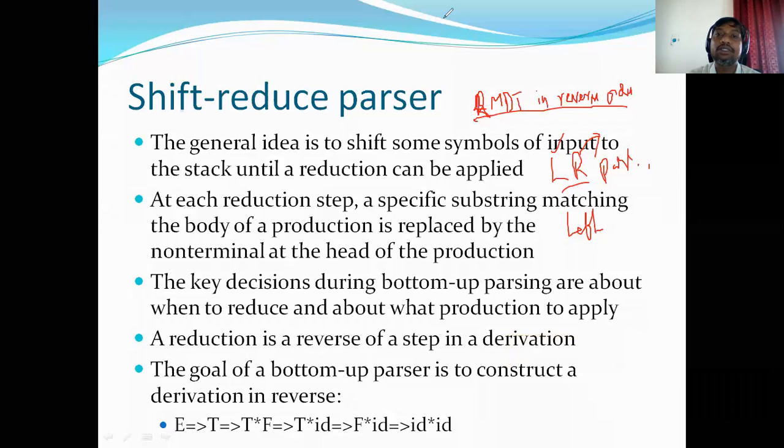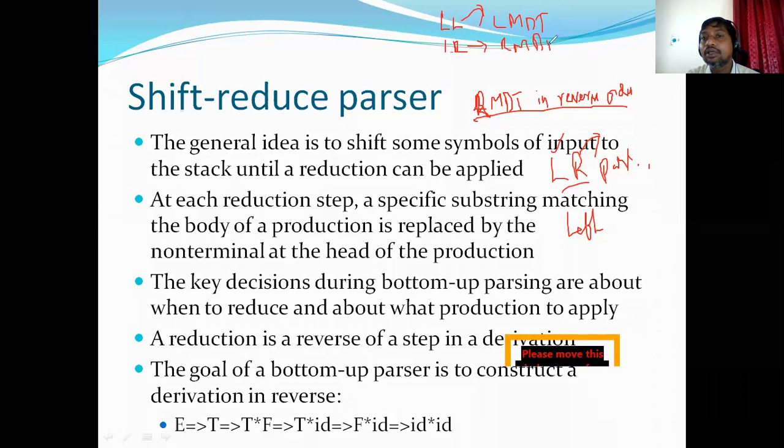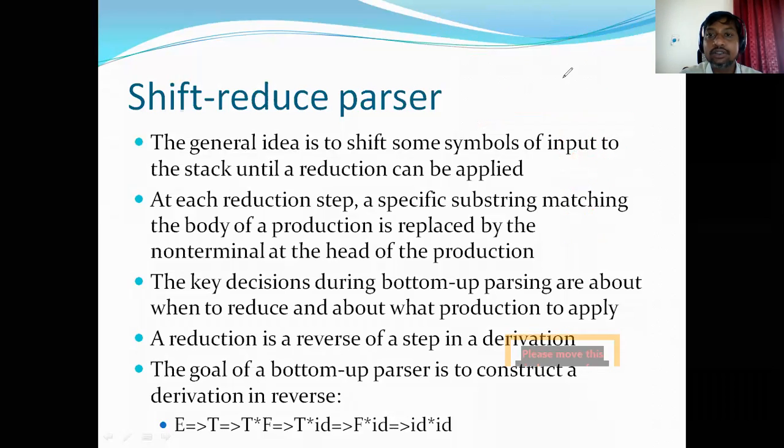Usually LL1 parsers, the top-down parsers, will give you the leftmost derivation, and LR parsers, the bottom-up parsers, will give you the rightmost derivation in reverse order. I hope you got my point. Now let us move on to the next concept.